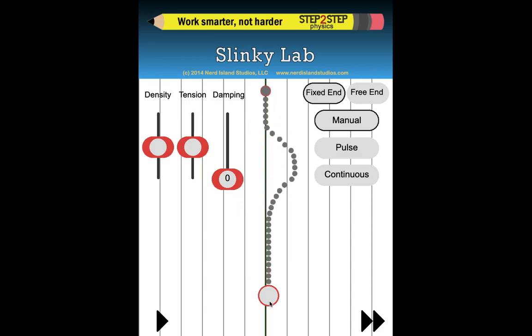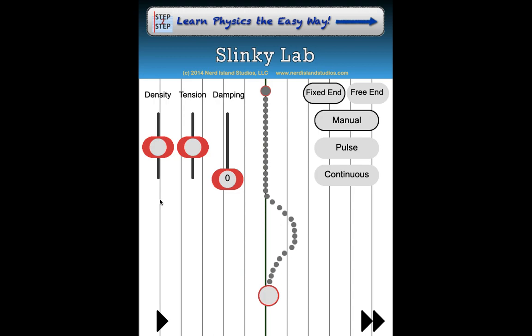The speed of the wave moving forward is based on two things. Number one, the thickness of the material, or what we call the mass to length ratio. They're using the term density here, which is really kind of incorrect, but we'll talk about mass to length ratio later. The second thing is the tension.